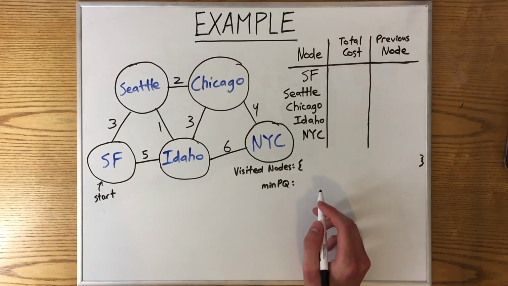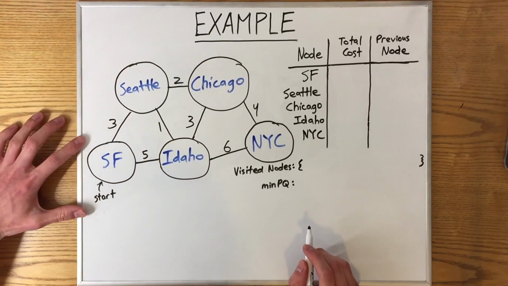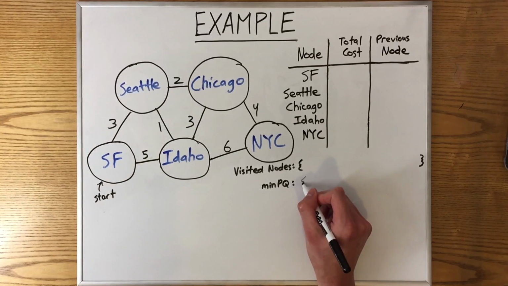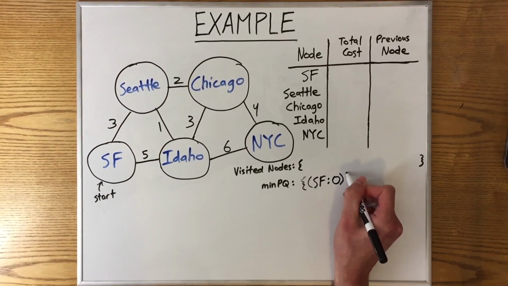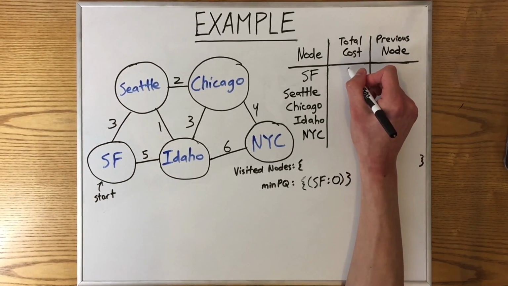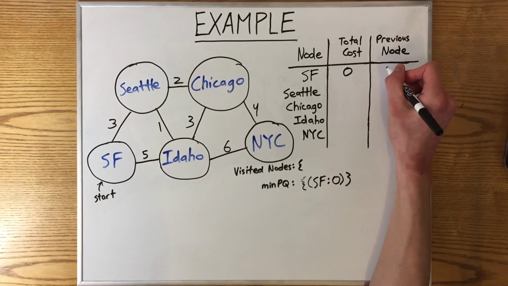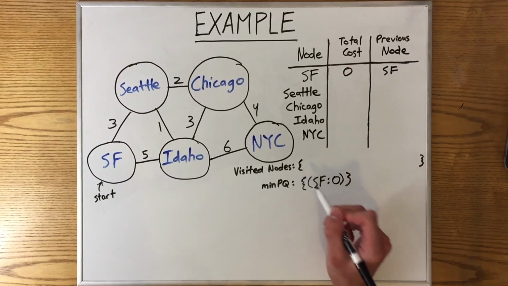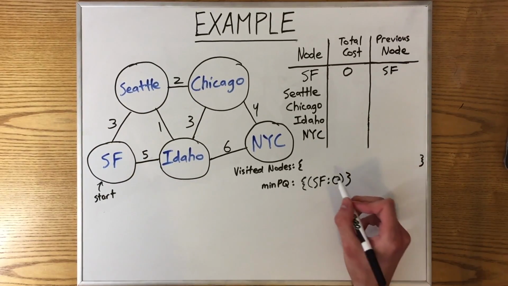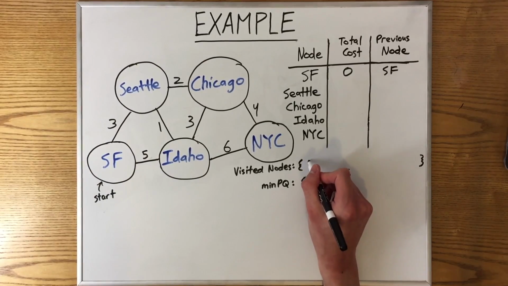So first of all, in our minpq, remember at the beginning we just add SF because it's our start node. And we give it a priority of 0 since it's 0 from itself. So we have that. And we also update it in our table, so we see that SF is 0 from itself. Previous node, we can just say itself. Alright, so since it's the smallest entry in our minpq and the only entry, we get rid of it. As soon as we get rid of it, we can add it to our visited nodes list.